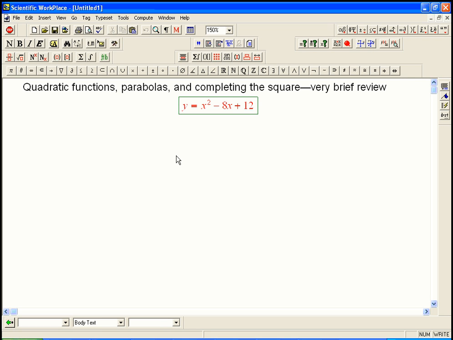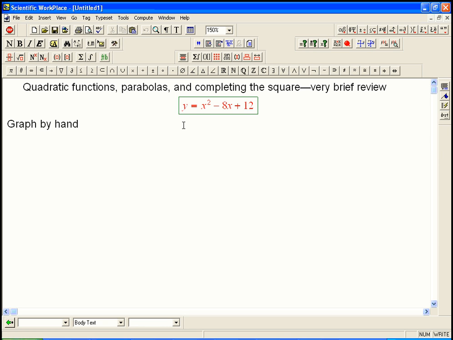Here's a very brief review of quadratic functions, parabolas, and a very essential technique, completing the square. We have this quadratic function, y is a quadratic function of x: x squared minus 8x plus 12. The task is to graph it by hand. Whenever that's the task, the idea is not just because we pretend calculators don't exist, it's that we really want to understand what's going on with the function.